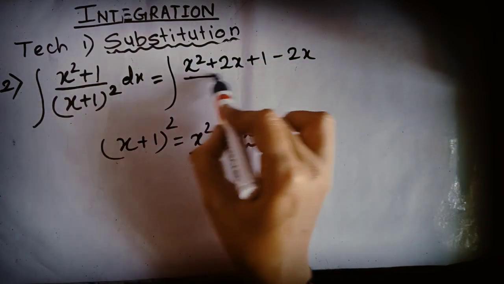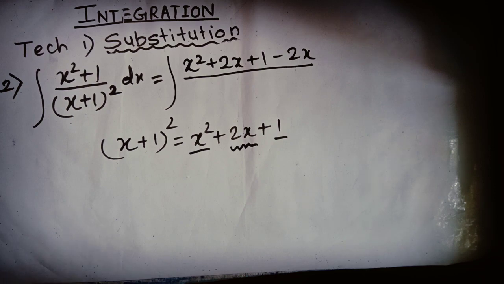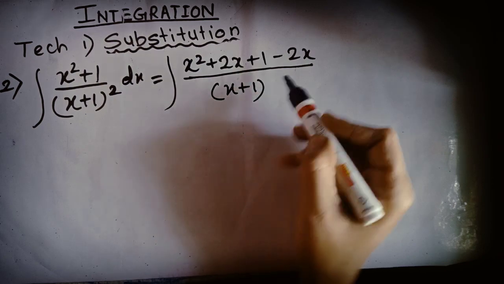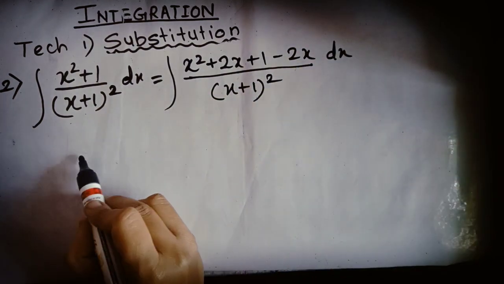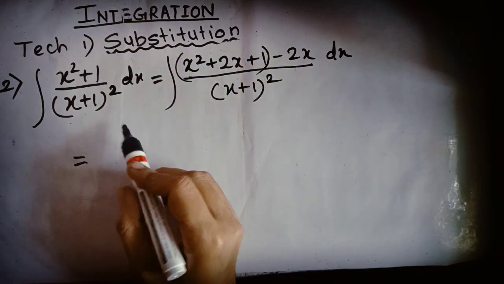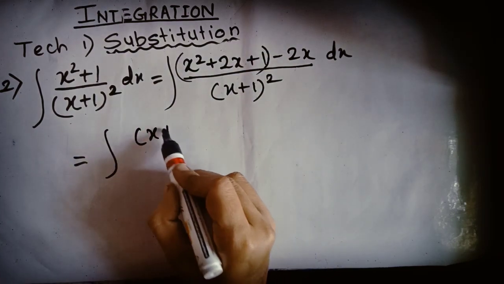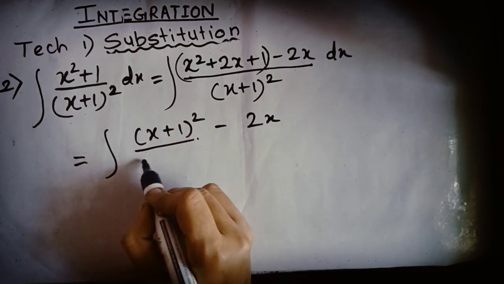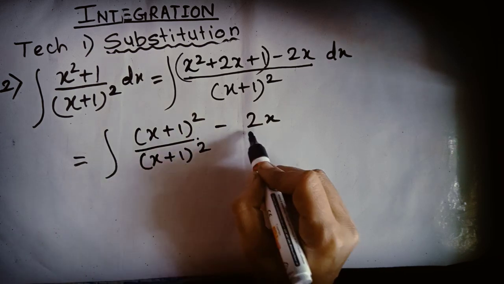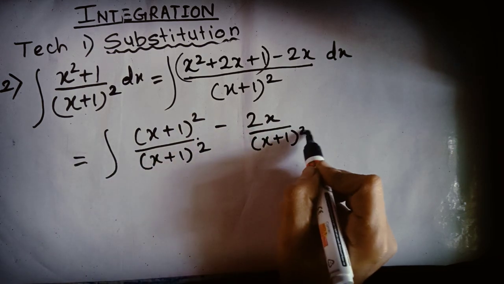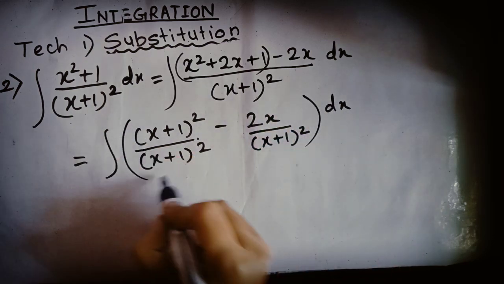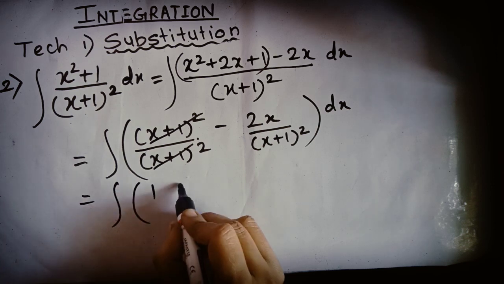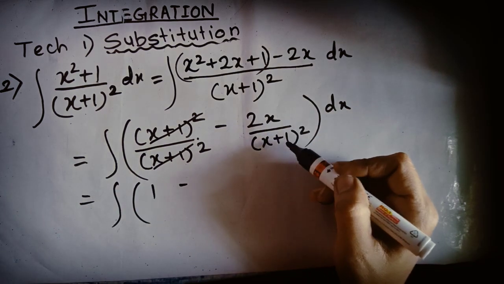Okay, so I am adding and subtracting 2x upon x plus 1 the whole square dx. Okay, now I will write this as x plus 1 the whole square. Okay, so I am taking this denominator separately. I can cancel this, so this will be 1 minus, now again this is 2x, right?